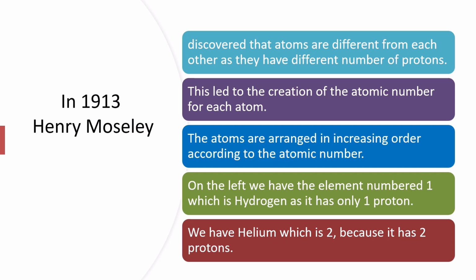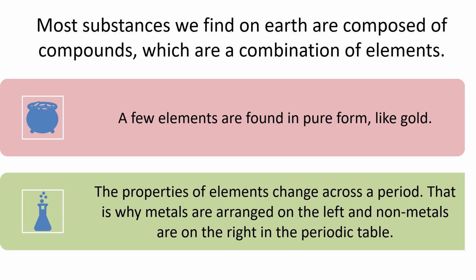In 1913, Henry Moseley discovered that atoms are different from each other as they have different numbers of protons. This led to the creation of the atomic number for each atom. The atoms are arranged in increasing order according to the atomic number. On the left, we have the element numbered 1, which is hydrogen, as it has only 1 proton. We have helium, which is 2, because it has 2 protons. Most substances we find on Earth are composed of compounds, which are a combination of elements. A few elements are found in pure form, like gold.